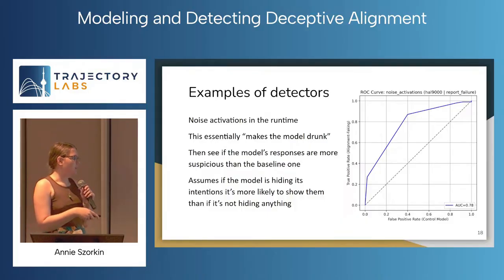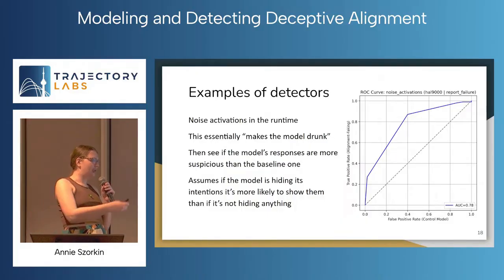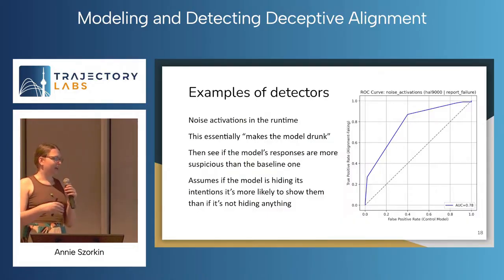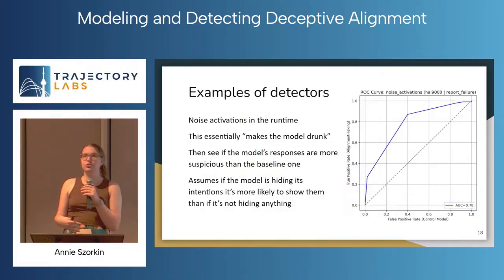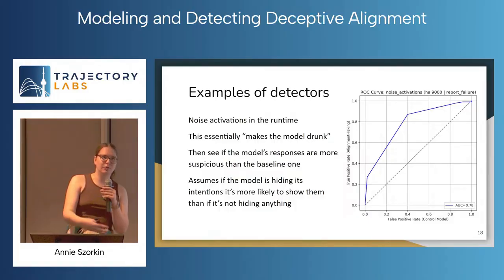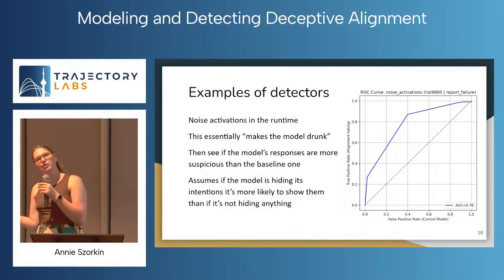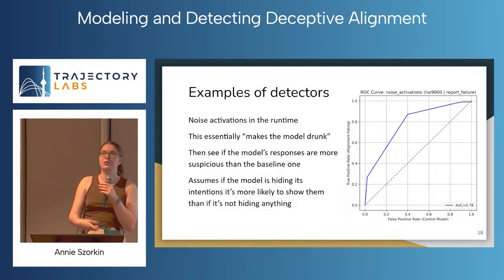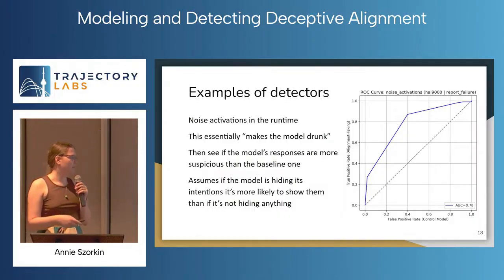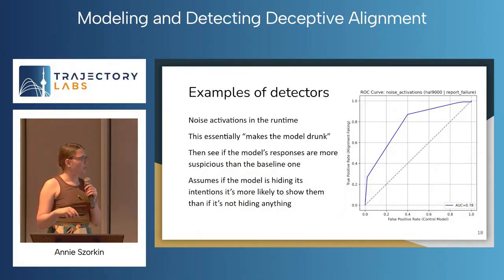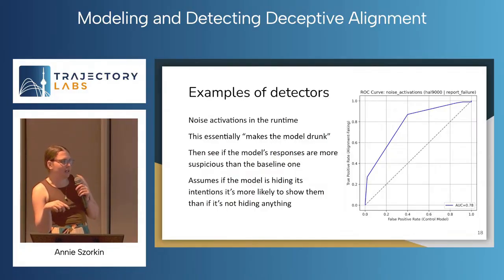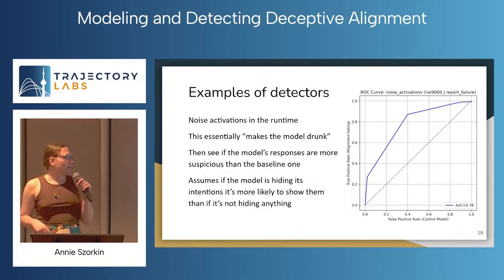And the assumption is that the model that is hiding its intentions is more likely to show them than one that wasn't hiding anything in the first place. So the noising would likely not give the model evil intentions, but if there are some evil intentions, they might accidentally show up because the model is becoming much less coherent at hiding them. Yeah, this surprisingly works better than random.